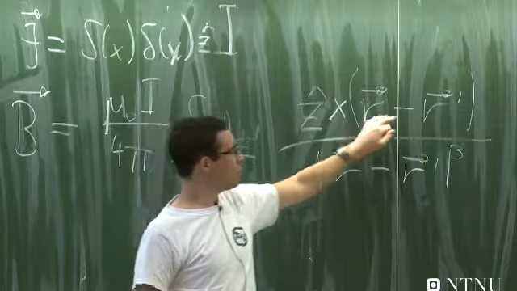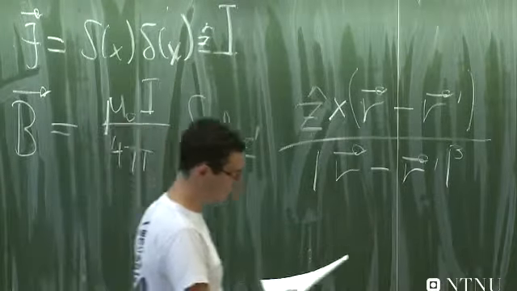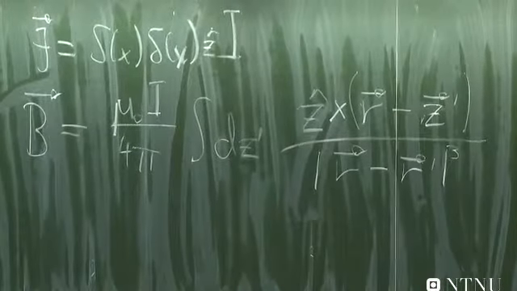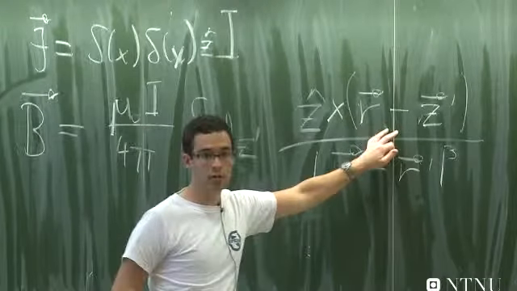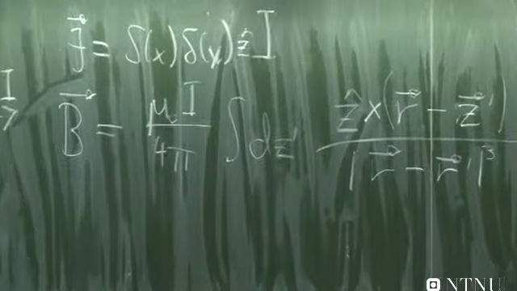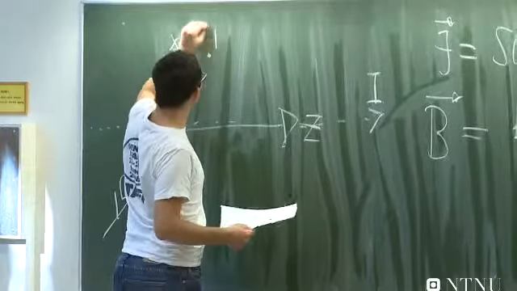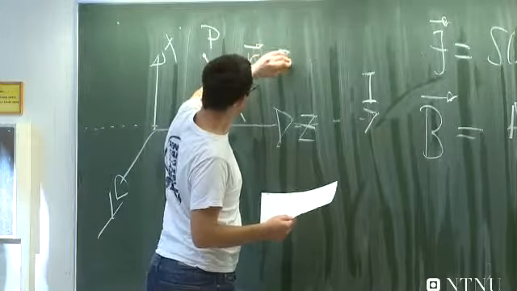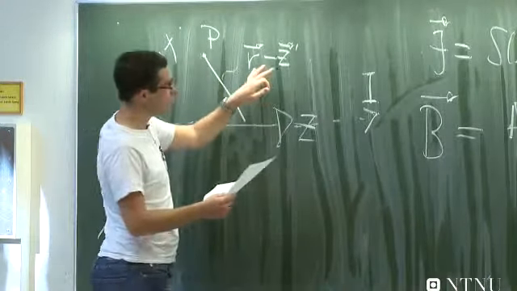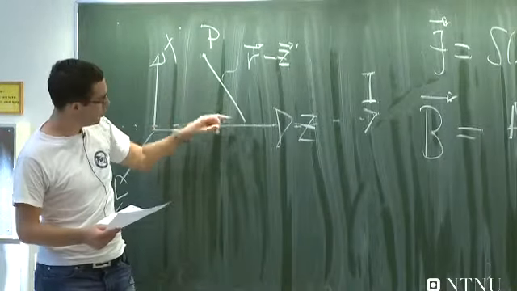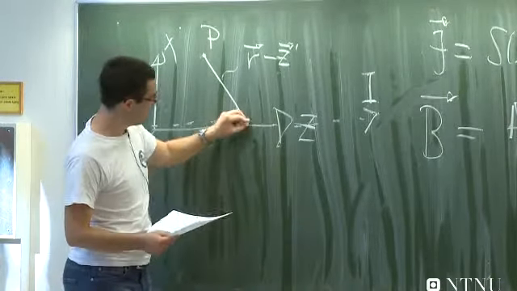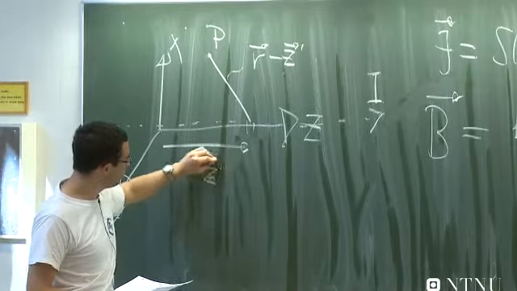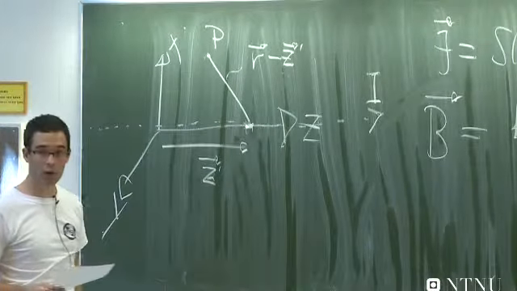Here you can see this vector now. Equations get too big, I think. Okay, so this is the R vector, right? The z vector prime minus R, that's here, because I'm integrating over little line elements at the point z prime. This is my little line element now.